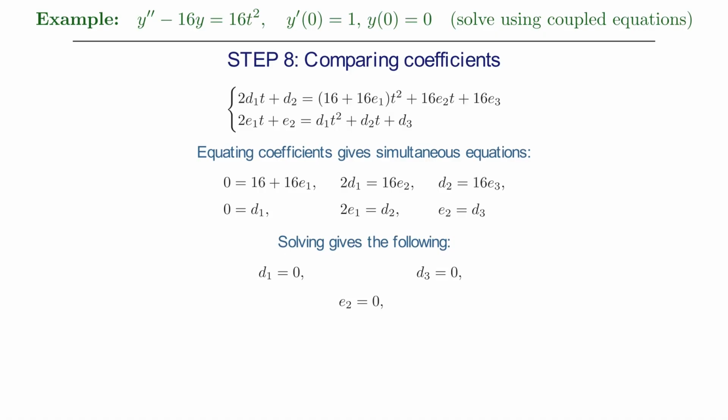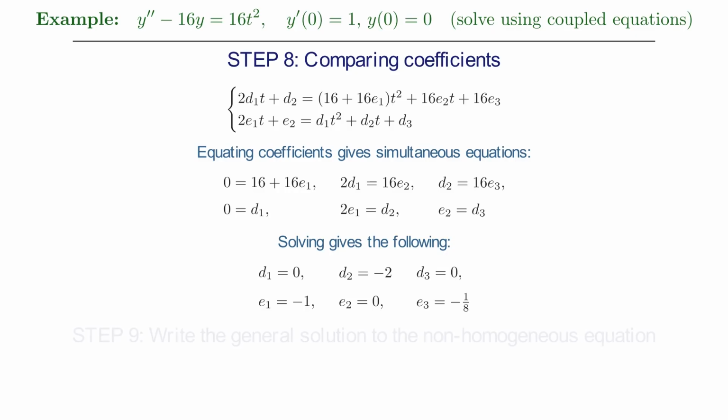We know that from the first equation, 0 equals 16 plus 16e1. We get that e1 is equal to minus 1. d2 equals 2e1, so d2 is equal to minus 2. And then finally, we can find e3. Using the last equation, d2 equals 16e3. Using d2 equals minus 2, we can solve to get that e3 is equal to minus 1 over 8.